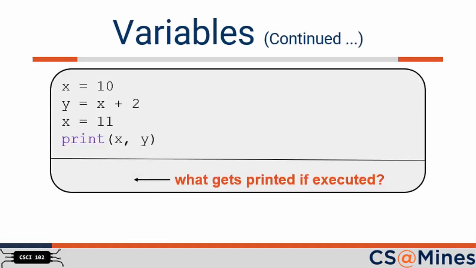Consider this short program and think about what gets printed if the code is executed. That is, think about what is in the x memory address or box when the print statement executes, and then think about what is in the y memory address when the print statement executes. From the code we see, x is first assigned to a value of 10, and then x is used to assign y a value of x plus 2, and then x is assigned a new value. Lastly, the print statement occurs. Thus, in this code, the program would output 11, 12 for the values x and y.